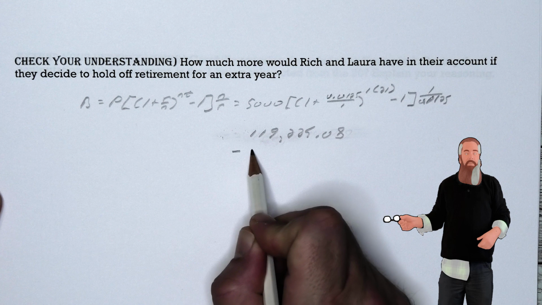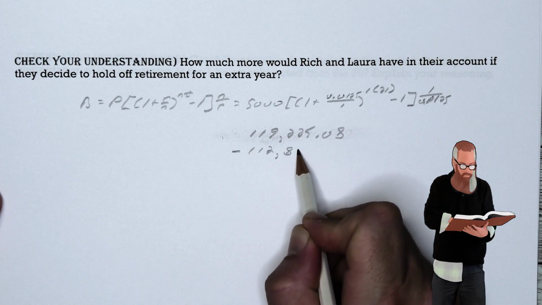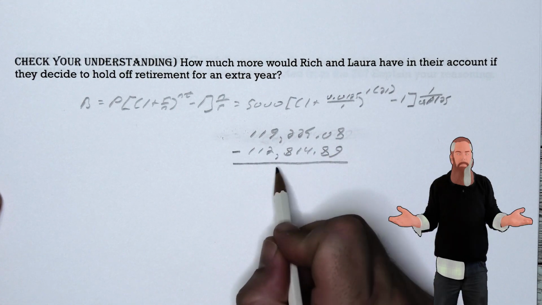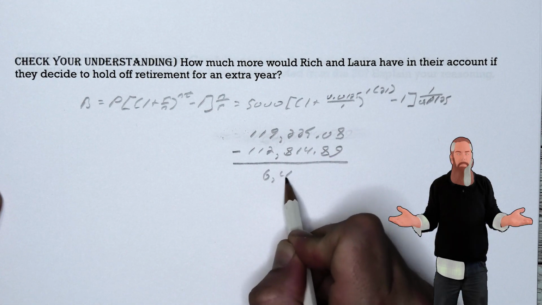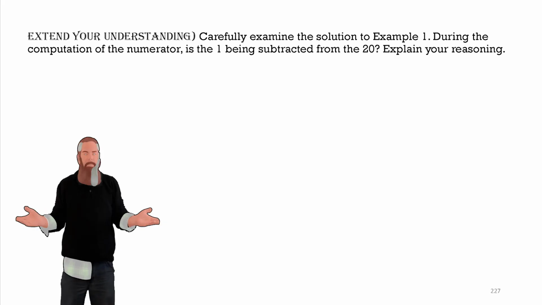Now this is what they get for having that 1 additional year. If we subtract what they got from just doing 20 years, $112,814.89, we see that that 1 year was worth $6,410.19. Let's carefully examine the solution to example 1.